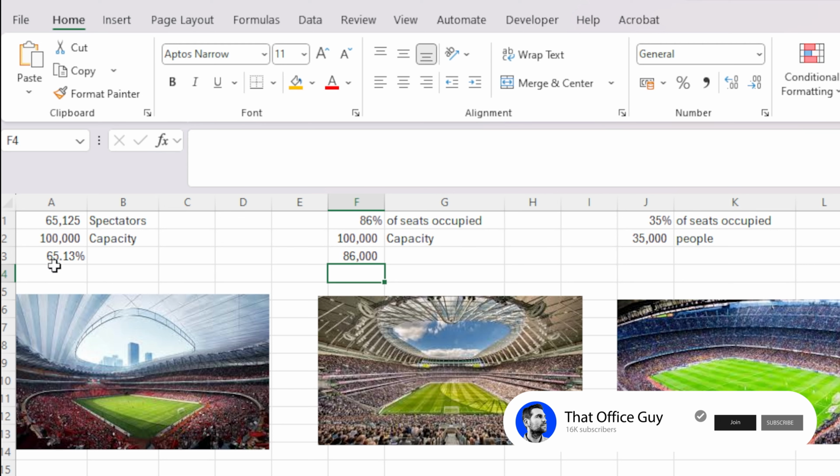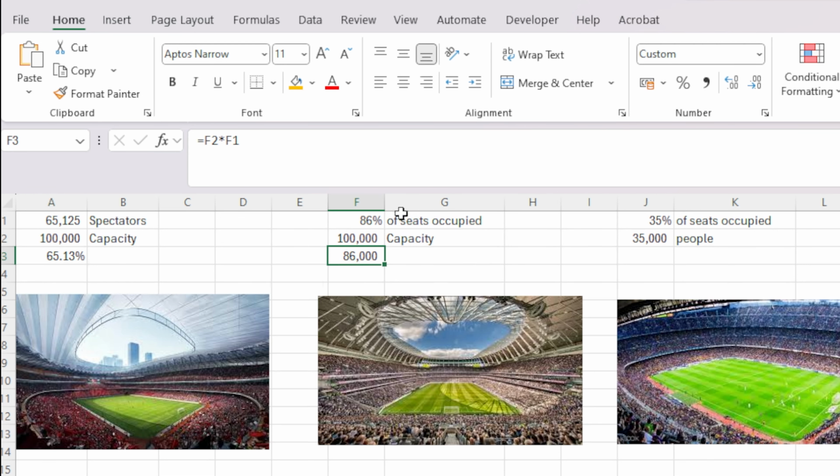Great, so not only do we now have the ability to calculate what the percentage is, but we can also work it backwards and say, okay, well, if we know what the percentage is and we know what the total capacity is, then we can figure out how many spectators there were.